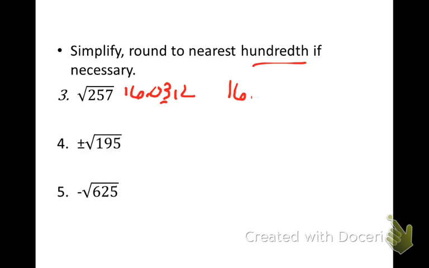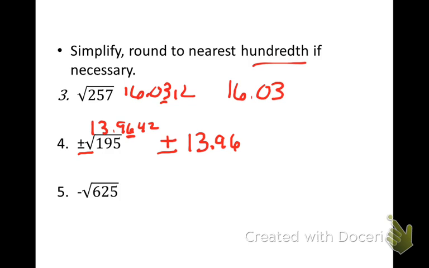So 16.03. Again, this one has the plus or minus sign, so we need to make sure we have the plus or minus in front of our answer. Put 195 in your calculator, you're going to get 13.9642 and some other numbers, but right here's the hundredths. The 4 says again leave it alone, so plus or minus 13.96. So don't miss these because you forget the sign.